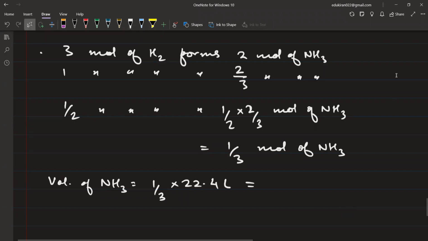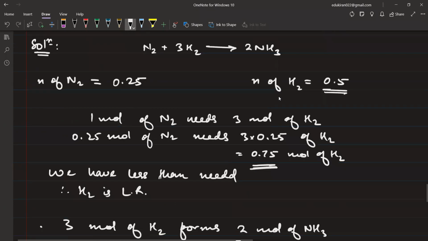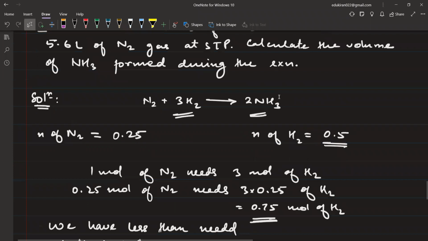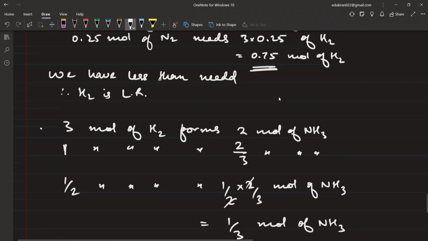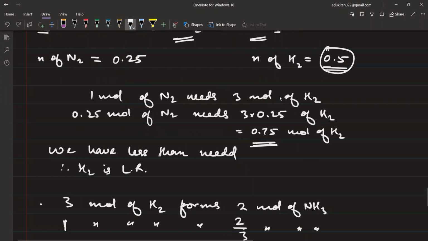Please calculate this. Listen, then how will 1/3 come? This 2 and 2 cancelled. No no, can you scroll up a bit? Yes yes, this is correct, right? 3 moles of H2 forms 2 moles of NH3. Look, okay. Then 1 mole of H2 will form 2 by 3 mole of NH3. Okay, after that 1 by 2 into 2 by 3, and we have 0.5 moles.